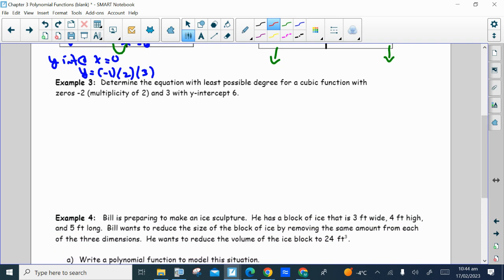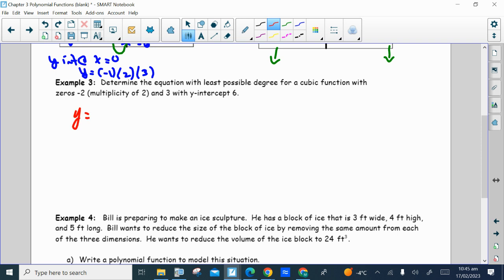So let's look at example 3. Talked about this before. We're going to write the equation with least possible degree for a cubic function with zeros of -2 with multiplicity of 2 and also positive 3. Because it just says 3, that means multiplicity of 1, and also a y-intercept of 6. So we're going to see why knowing the y-intercept is important here.